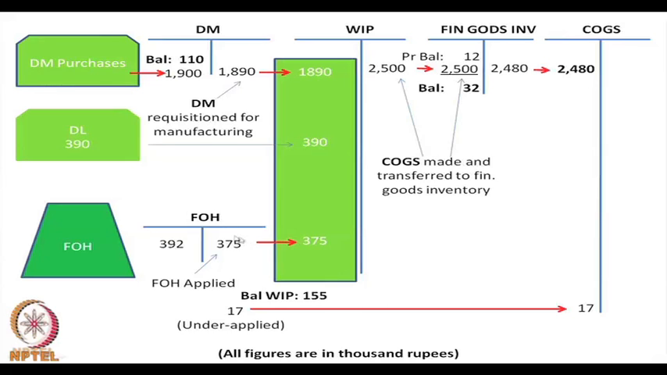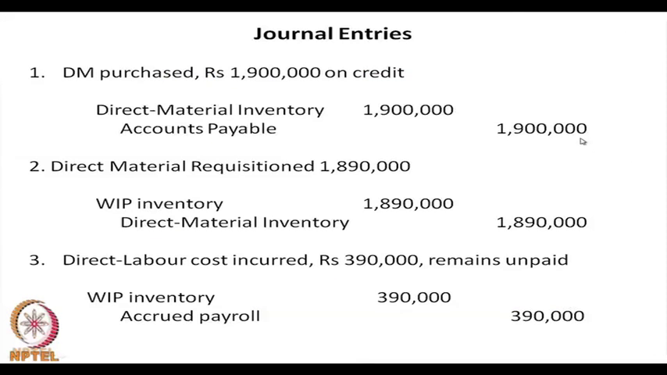Now, how this 375 was decided upon, we shall study later, but before that we would like to see these cost transfers that are being made, or various transactions that take place at different time points, and how they are entered in the journal. Say, for example, the first transaction is the direct material purchased was 1,900,000 rupees on credit. So, when it is credit, it is accounts payable, and the entry will be on the credit side.